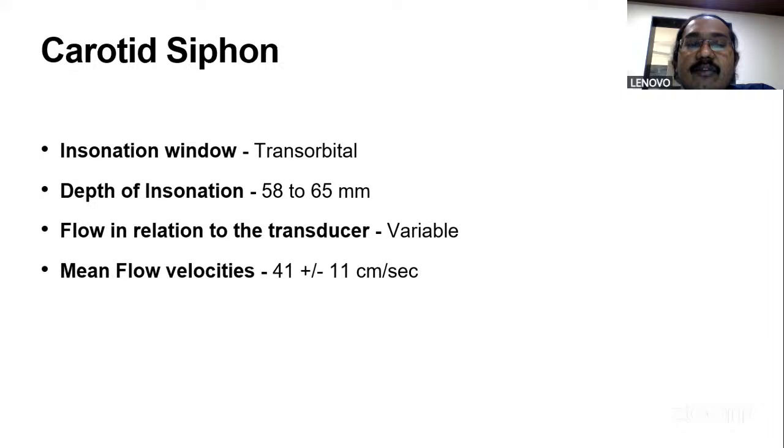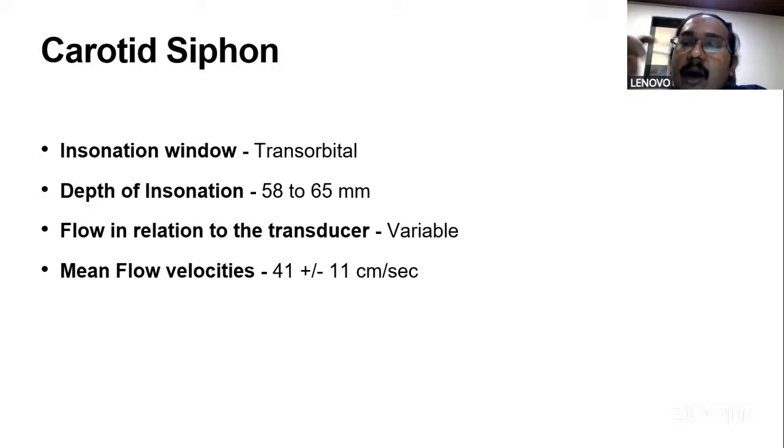Whereas for the carotid siphon, the insonation window is through the transorbital window. Depth of insonation is 58 to 65 mm, slightly deeper than the ophthalmic artery. And the flow is variable. Because the carotid siphon is S-shaped, you might get a spectral waveform above the baseline, below the baseline, and a biphasic flow as well.